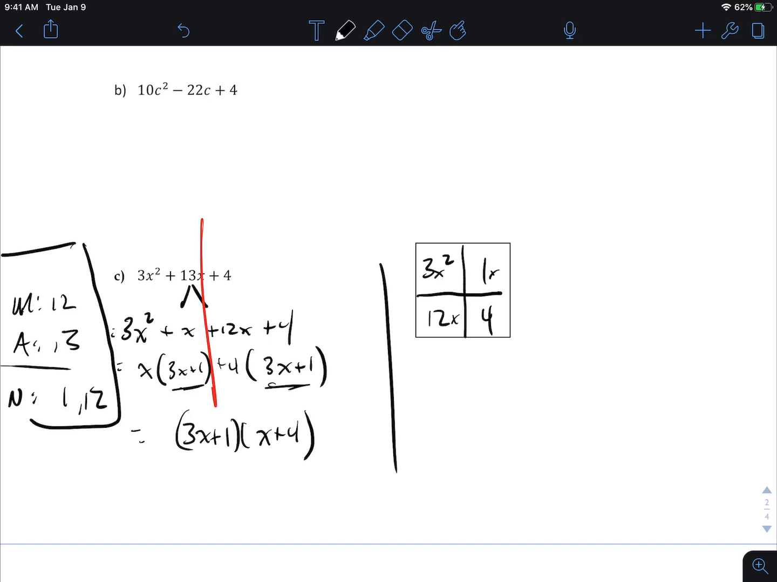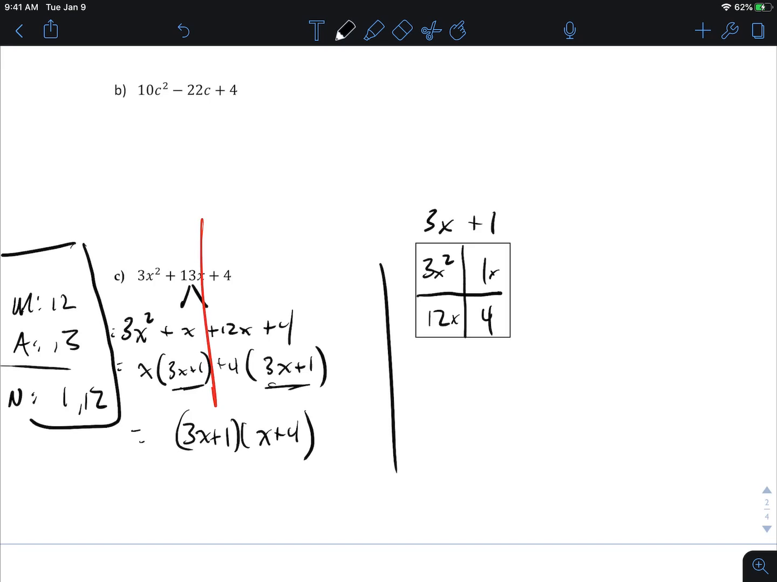Okay, and I'm going to just read vertically. So I'm going to read vertically here. I'm going to go, okay, what's common between 3x squared and 12x? 3x can go into both. And then I have 1 and 4. What's common between 1 and 4? Just 1, right? Positive 1.